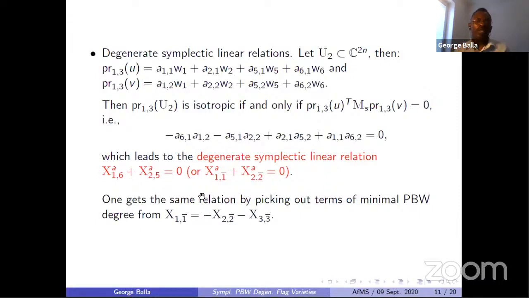So on one side, one is beginning from linear algebra and getting a relation, and on the other side, one is using a degree coming from representation theory and arriving at the same relation. Now, since we have not made everything explicit, let us just denote all such relations by SLA.